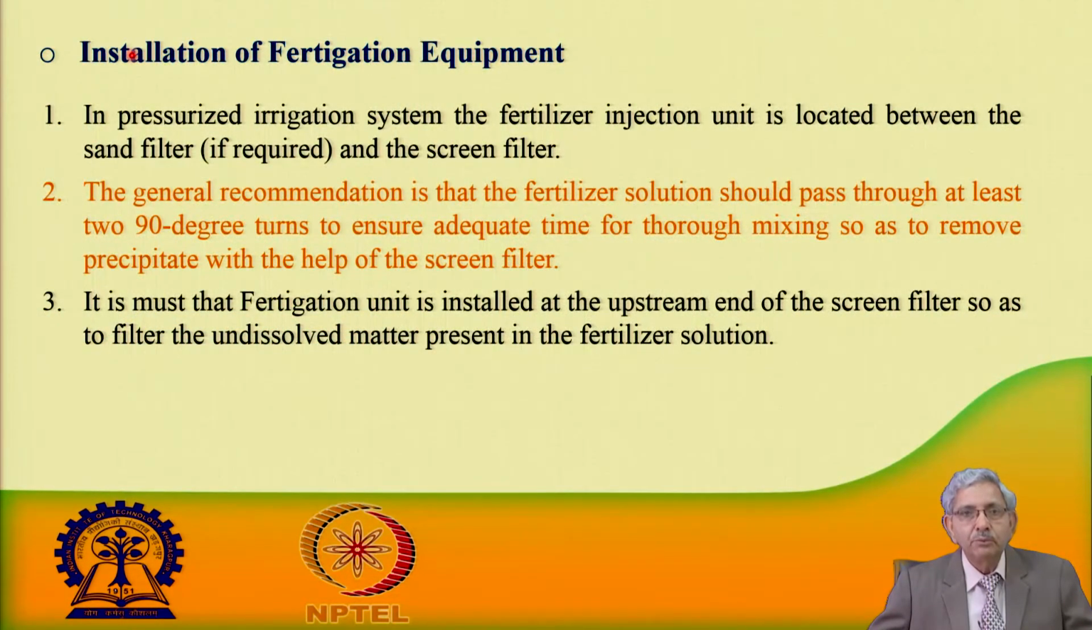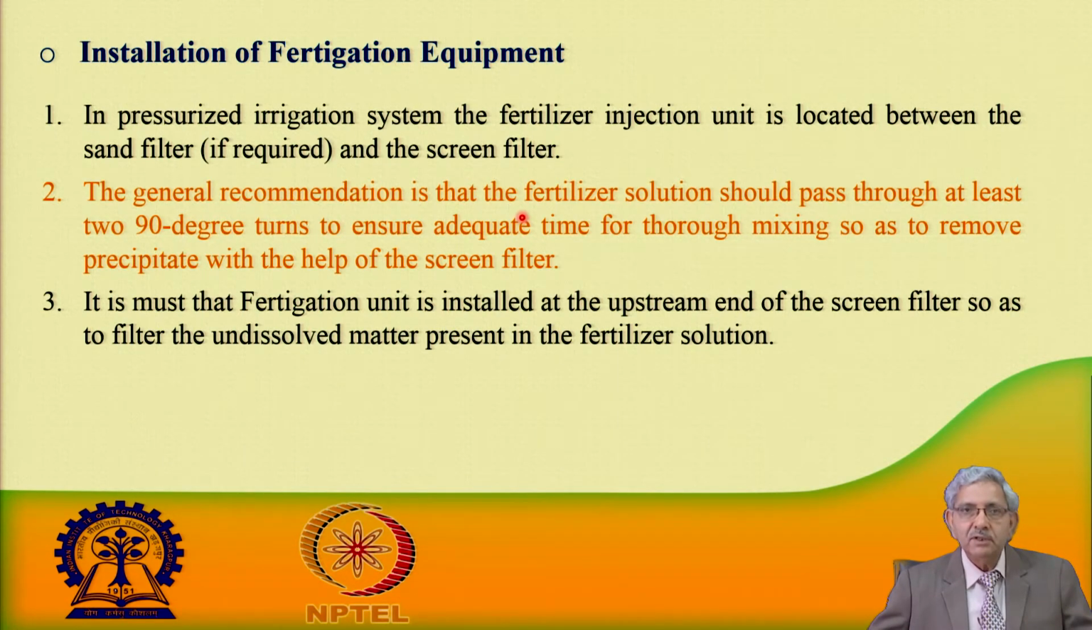Then we come to the fertigation equipment installation. In the pressurized irrigation system, the fertilizer injection unit is located between the sand filter and screen filter. Of course, it will depend upon the field location and the quality of the water.